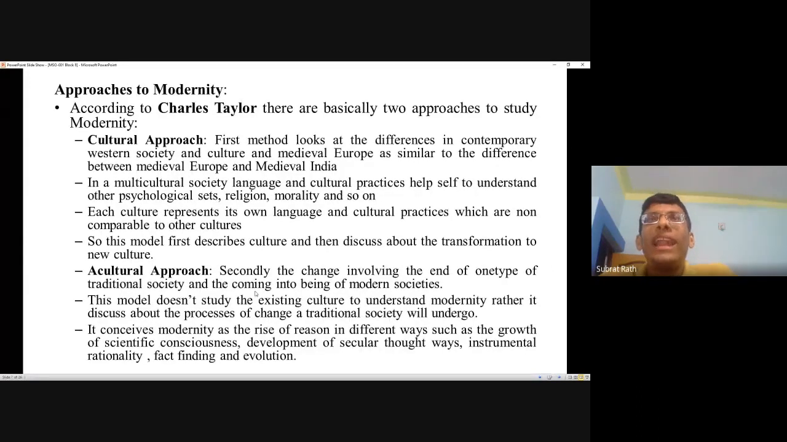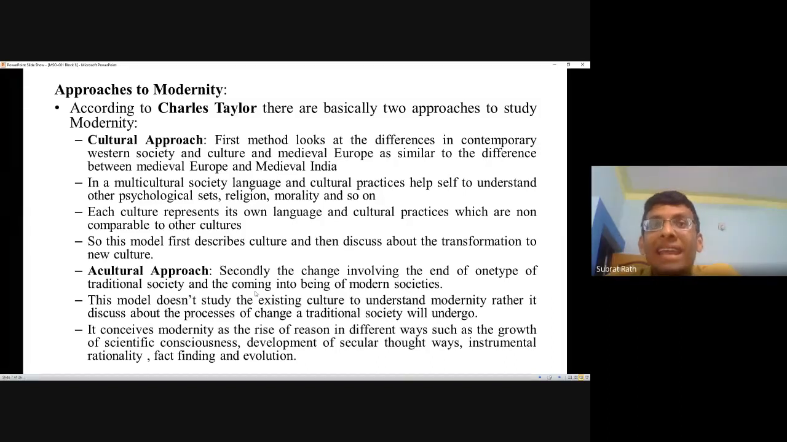So let's talk about the approaches of modernity. Charles Taylor has given two approaches regarding the concept of modernity. One is the cultural approach and the other one is a acultural approach. What is the cultural approach? It looks at the differences in the contemporary Western society and culture and medieval Europe as similar to the difference between medieval Europe and medieval India.